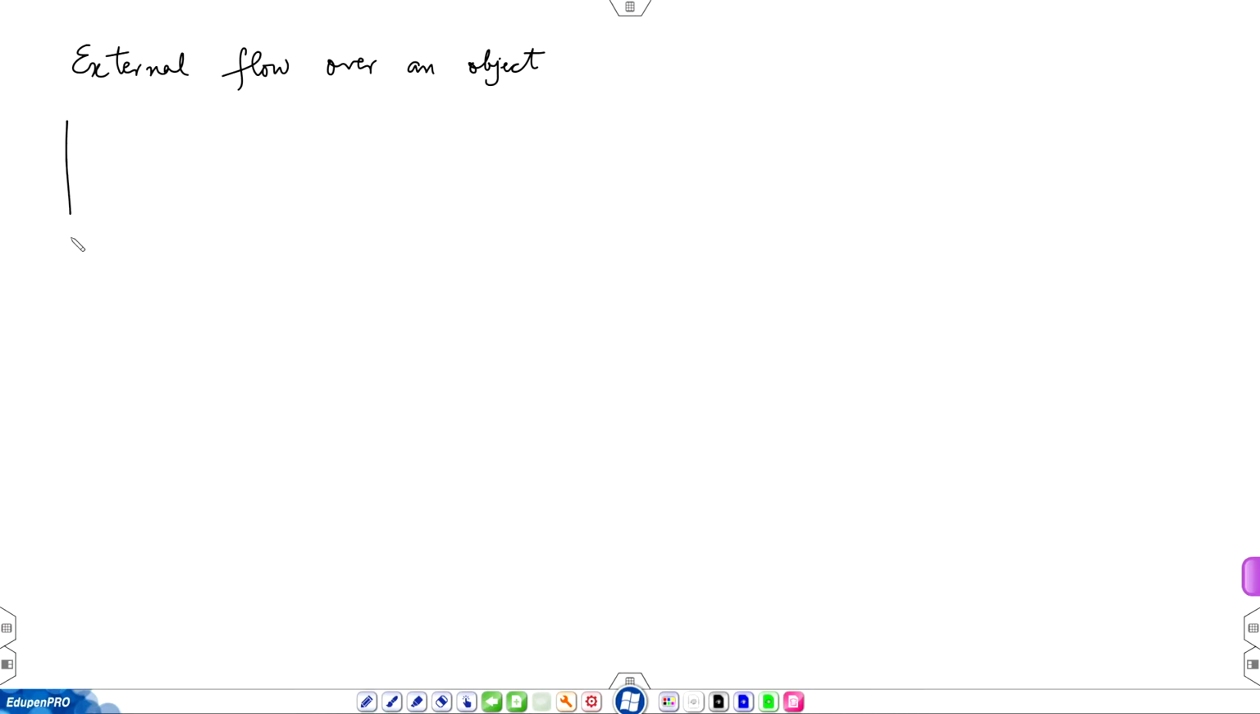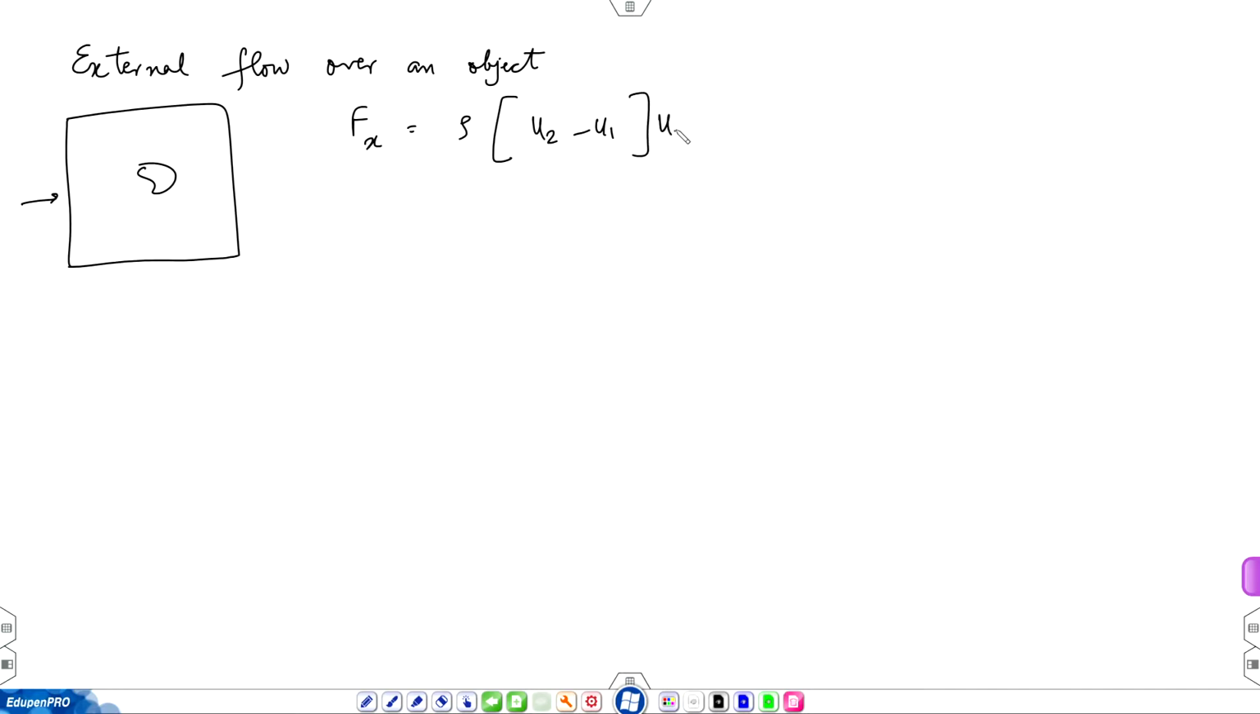so we got this result that F x is equal to rho times, what was it, u 2 minus u 1 multiplied by u 2 times some h, where this was a 1, I do not remember what symbol was used. Let us say h is this cross dimension. Do you have this result in your notes? Let me confirm. Yeah.